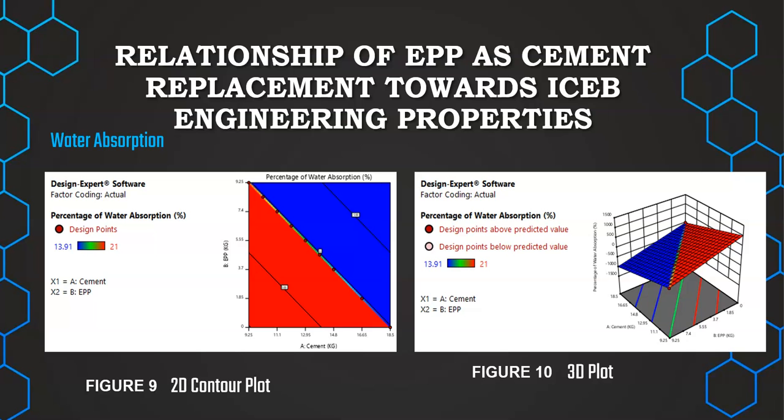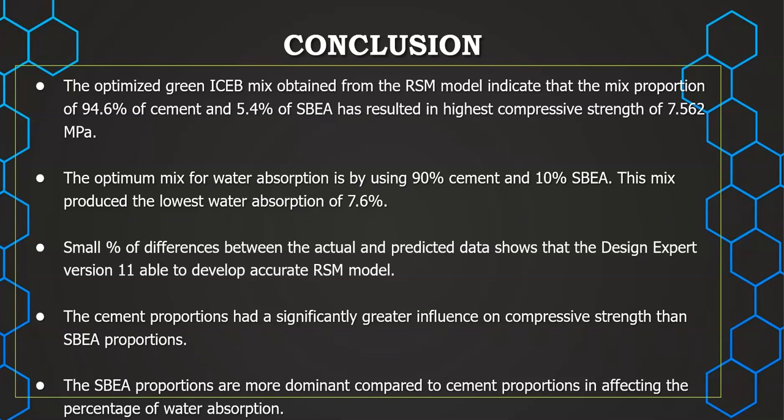As a conclusion, by using the RSM modeling through the Design Expert software, the optimized mix proportion of green ICEB is obtained at a cement content of 94.6% and SBEA at 5.4%, which produces ICEB with a compressive strength of 7.562 MPa. The optimized green ICEB for water absorption is obtained at 90% cement and 10% SBEA, which produces 15% water absorption. The small percentage of differences between the actual and predicted data shows that Design Expert version 11 is able to develop an accurate RSM model.